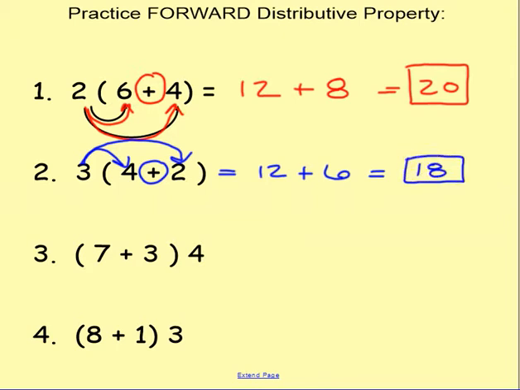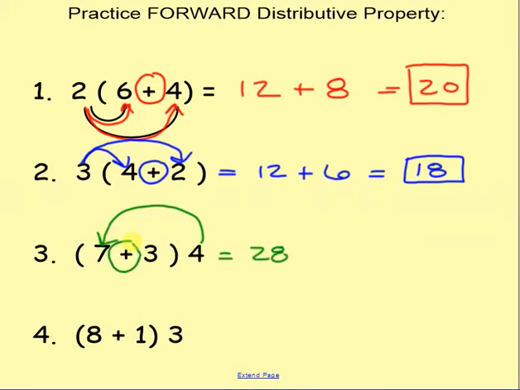Okay? Now look at this guy. Nothing has changed except that I put the 4 on the other side of the parentheses. But it does not change anything at all. I just moved it around to try and show you a different way to write it. Okay? So again, 4 is being distributed to the 7, so 4 times 7 is 28.